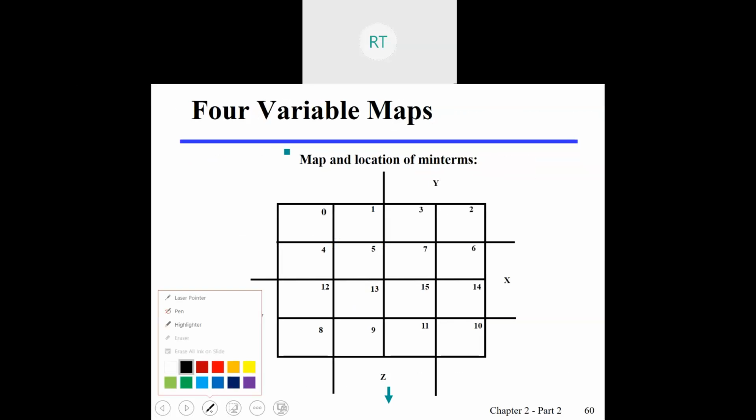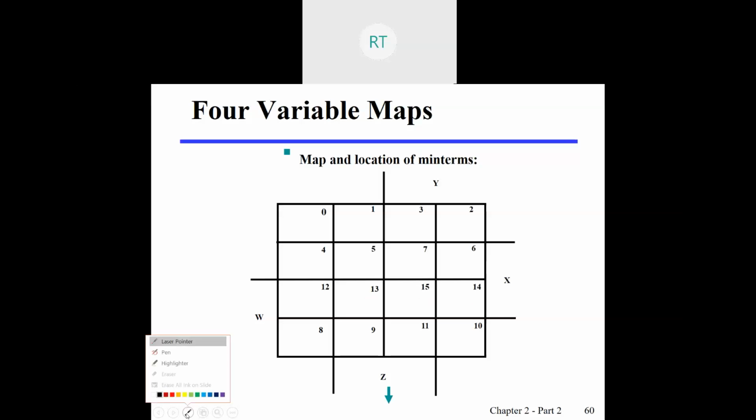We start with 0, 1, 2, 3, 4, 5, 6, 7. And here is the 8. Be careful. Not here. It is here. 8, 9, 10, 11, 12, 13, 14, 15. So when counting them, you have to be careful about the location of the minterms. And let me write them for you.